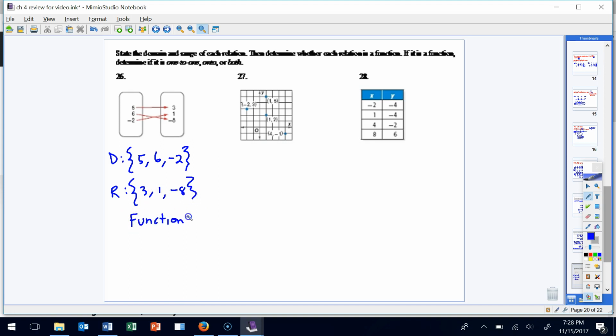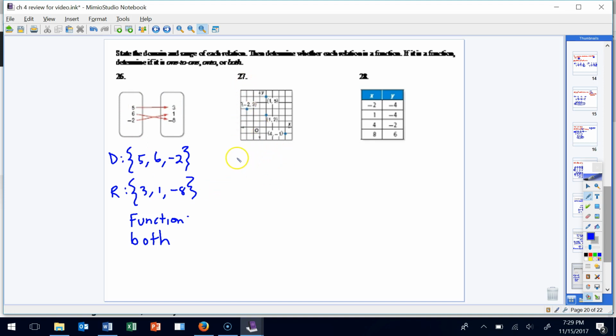If you want to know whether or not it is a function, you cannot have any repeats in the domain. If you have repeat numbers in the domain in a mapping diagram or in a table of values, then you know that this cannot be a function. This is a function, and since there are no repeat y's, then it's both one-to-one and onto. Okay, so that is your final answer for 26. There's a unique pairing. Every domain has a unique range and vice versa.